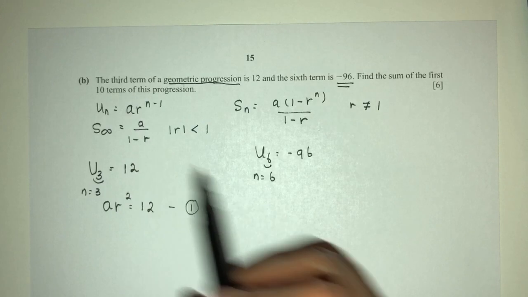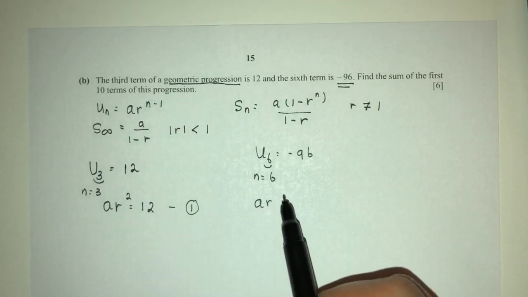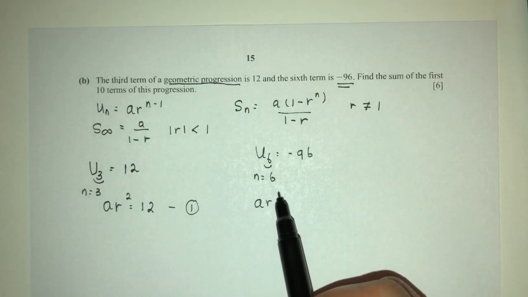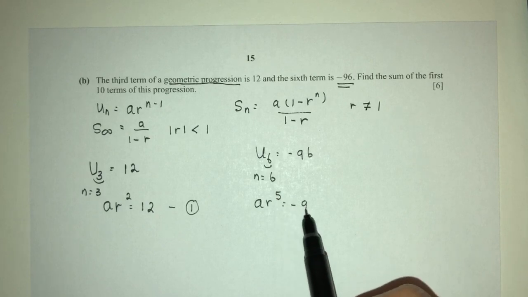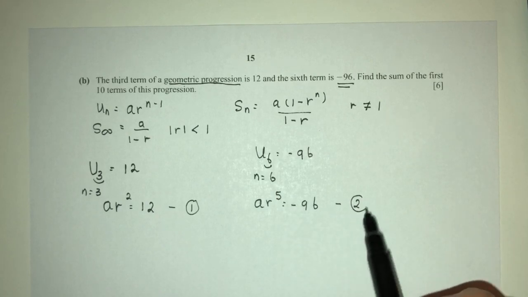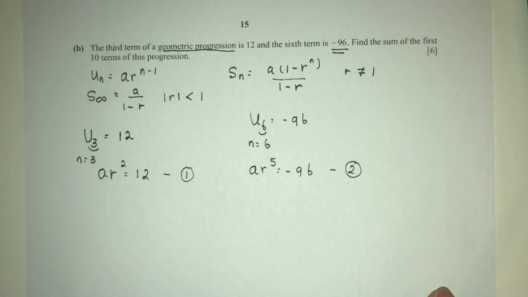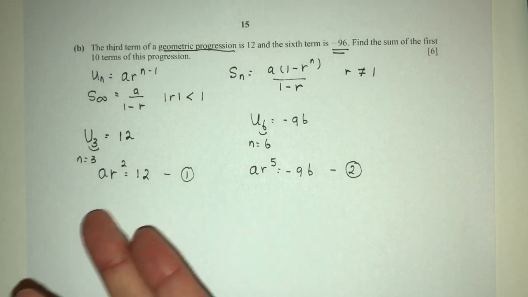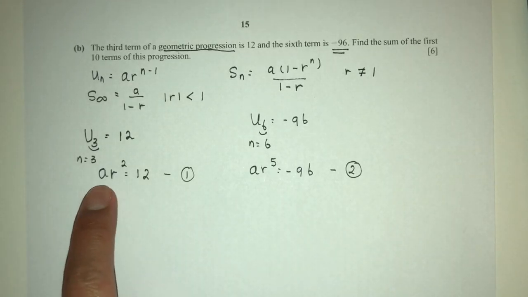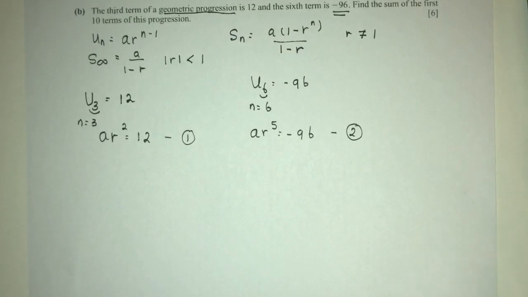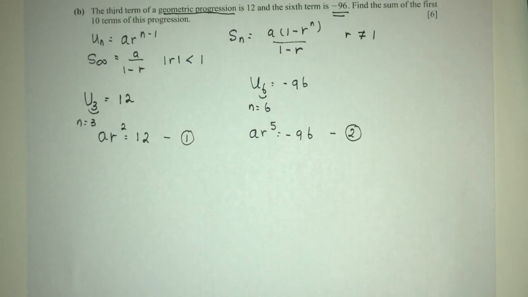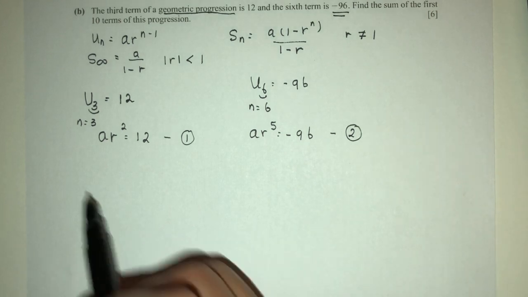Replace back in my formula, you will have ar^(6-1), 6 minus 1 is 5. That will be this one. That is my equation number 2. Now I have to use these two to solve for the values of a and r. So what can I do here? Usually for this one, it is up to you. You can always solve by substitution, but I can also do this here. It is up to you.